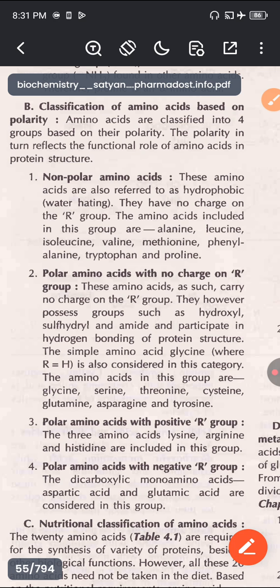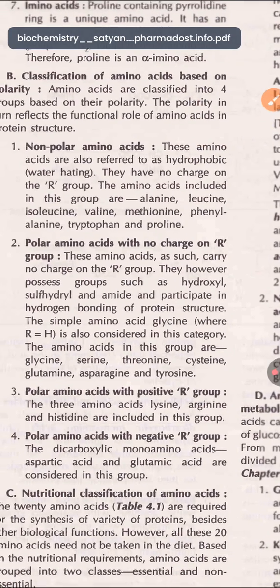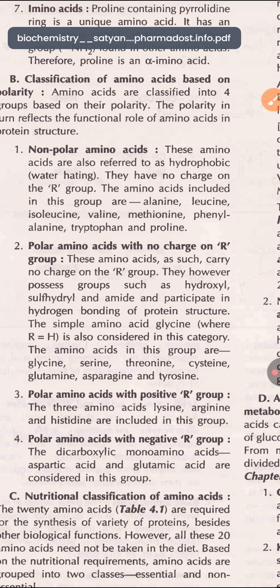So the amino acids in this group are glycine, serine, threonine, cysteine, glutamine, asparagine, and tyrosine. Then we have polar amino acids with positive R group. These amino acids have a positive side chain, and there are only three in number. I think we have lysine, arginine, and histidine.